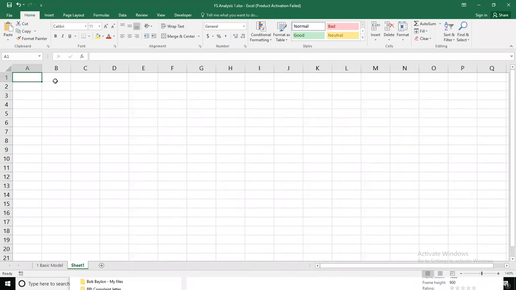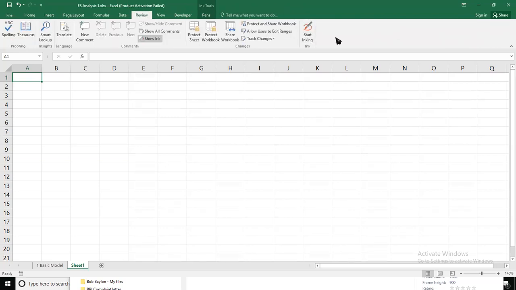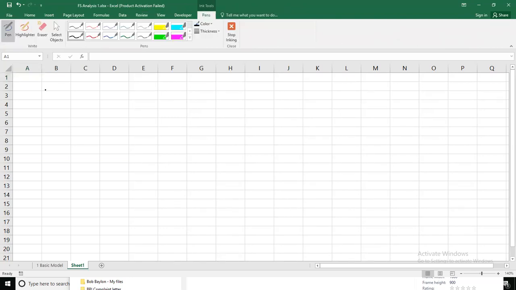Yung output kasi ng accounting process, ginagamit yan ng investors, ng government, ginagamit din yan, of course, ng company itself, ng suppliers. Okay, so several parties make use of the financial statements output born out of the accounting process. So let's first start with identifying ano ba yung mga financial statements na generate ng accounting process.